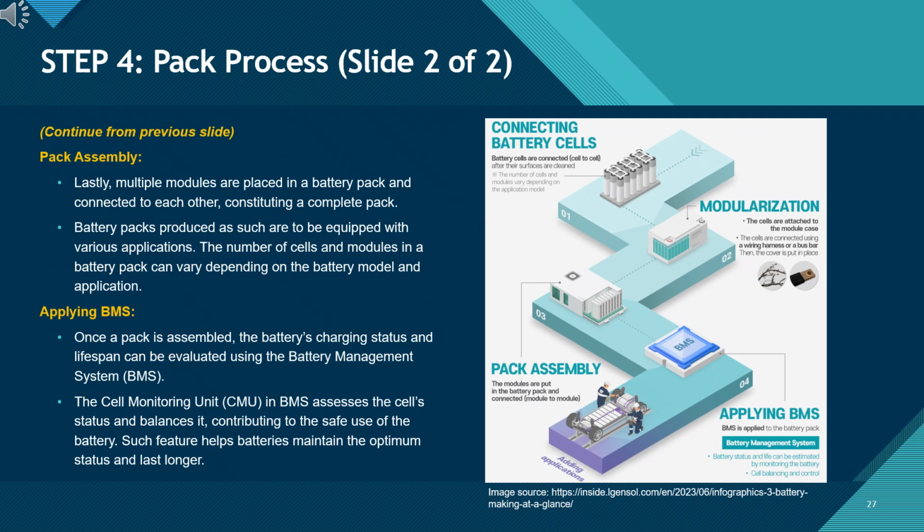Step 4, pack process slide 2 of 2. Here, we complete the transition from modules to a functional battery pack. Multiple modules are placed in a single pack housing and interconnected, with the exact number of cells and modules tailored to the application's required voltage, energy, and power. Once the pack is assembled, a battery management system, BMS, is applied to monitor key parameters such as state of charge, temperature, and overall health.